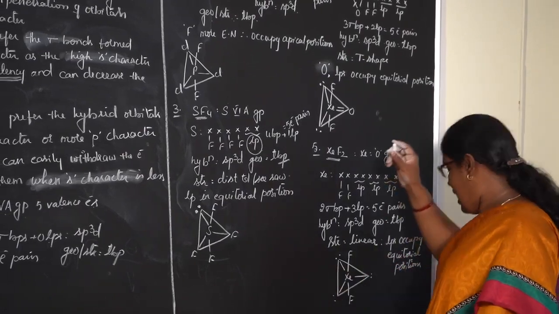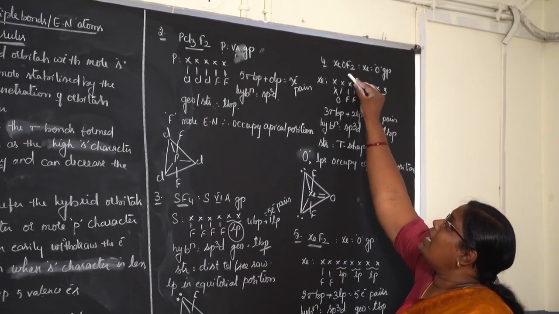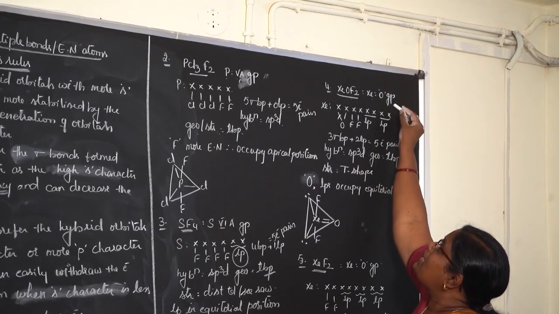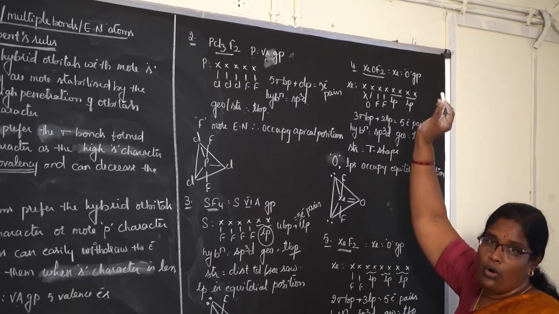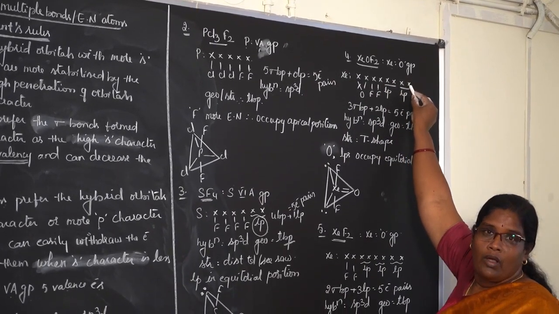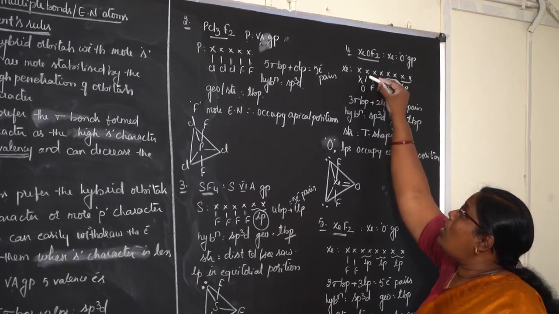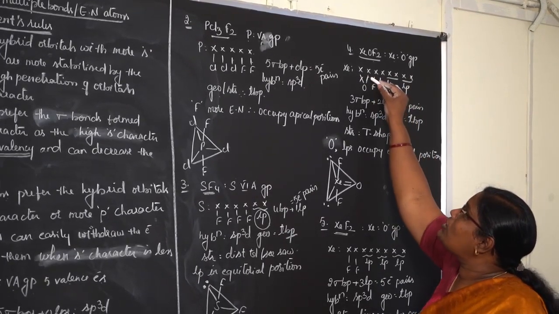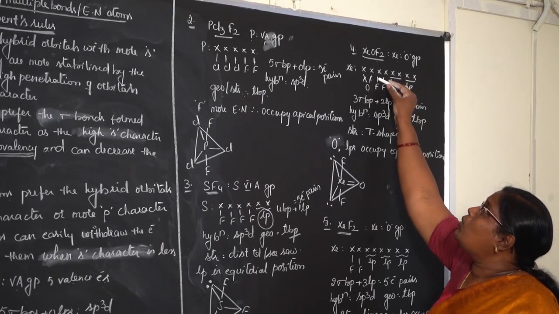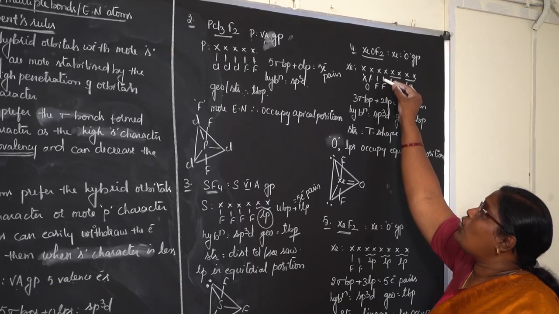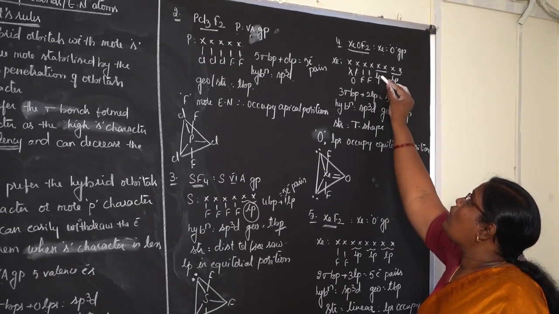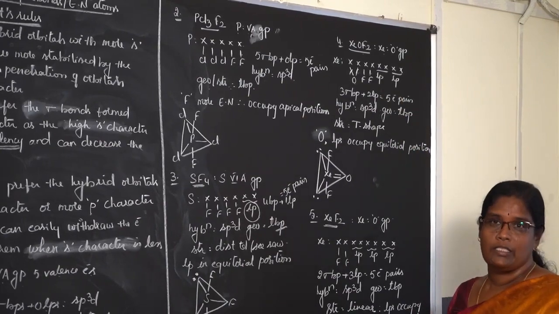And the other example, that is XeOF2. Here xenon is the central atom, which belongs to group 0 and has 8 valence electrons. Out of 8 valence electrons, 2 electrons are used in forming a double bond with oxygen, 2 electrons for forming sigma bonds with fluorine, and the remaining 4 electrons become 2 lone pairs.